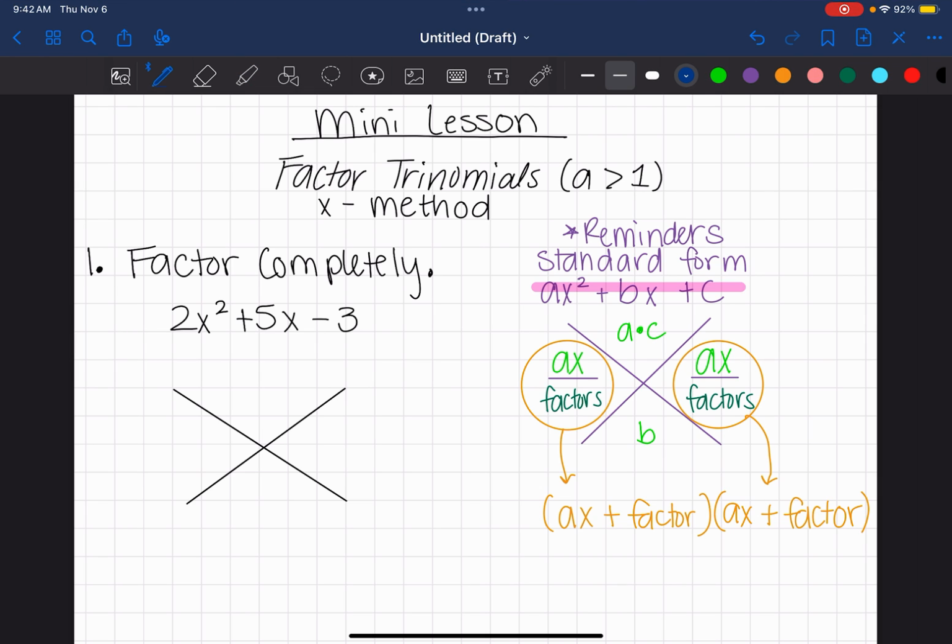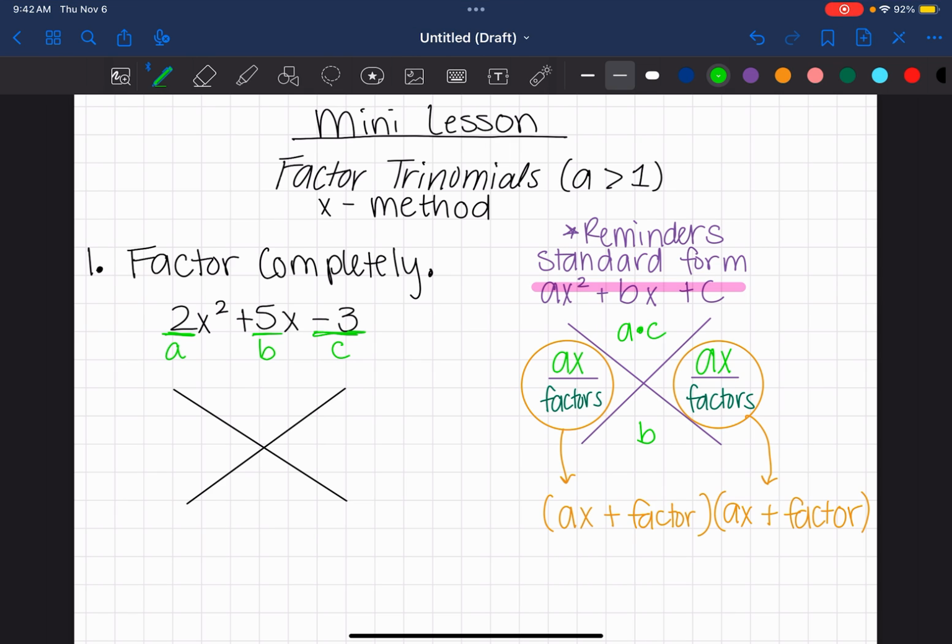So the first thing is, in question 1, it is in standard form, so we are good to start labeling our a, b, and c. The reminder when you label your a, b, and c is that it's only the coefficients, the numbers in front of x. Our a is attached to that x squared, so 2 is a. 5 is attached to x, so 5 is our b. And negative 3 is the constant, so no variable, that is our c.